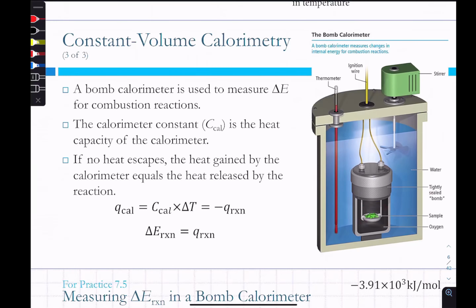But not intended to explode, intended to remain sealed, constant volume. So your calorimeter constant is going to be C, which is the heat capacity, not the specific heat capacity, of the calorimeter. If no heat escapes, then the heat gained by the calorimeter equals the heat released by the reaction. So Q of the calorimeter, the heat being absorbed by the calorimeter, is equal to that calorimeter constant times the change in temperature, which is also equal to whatever heat was lost from the reaction.